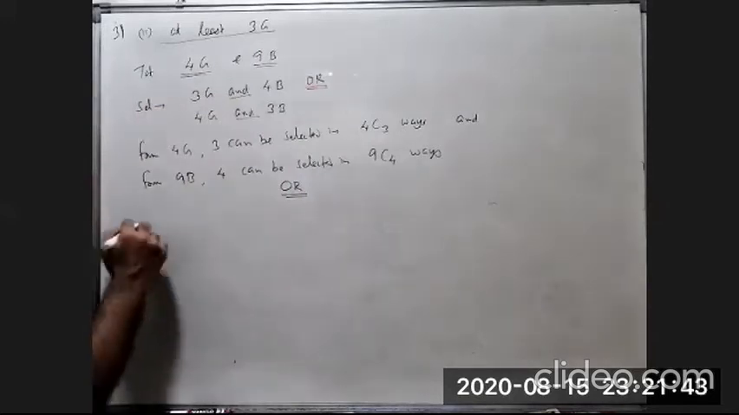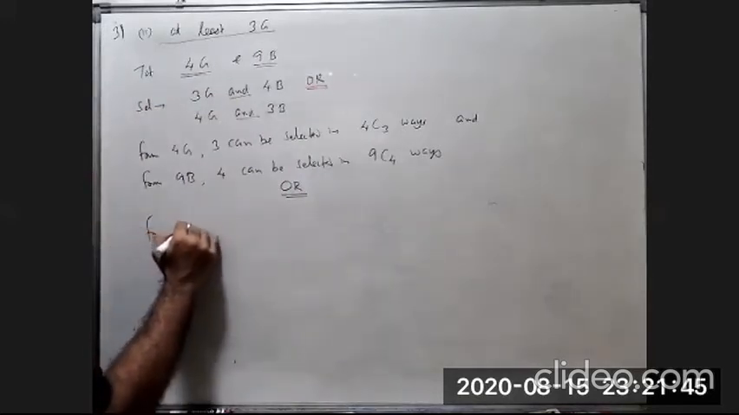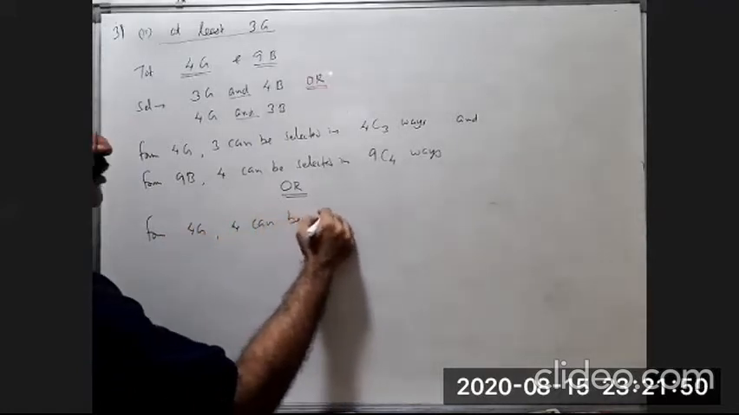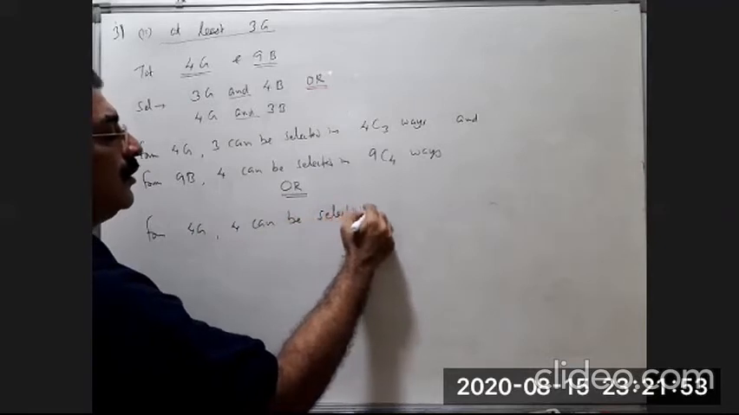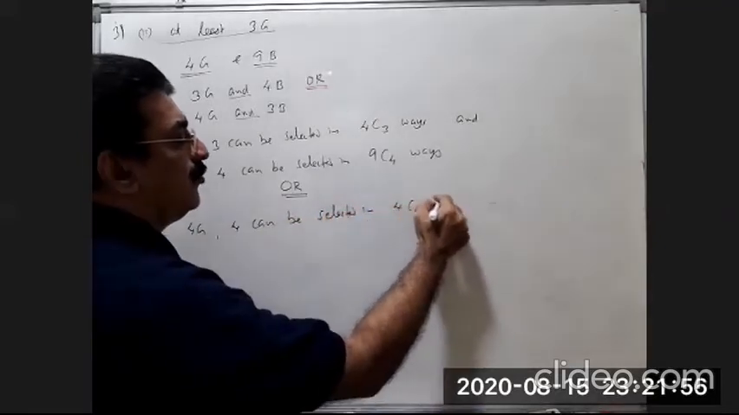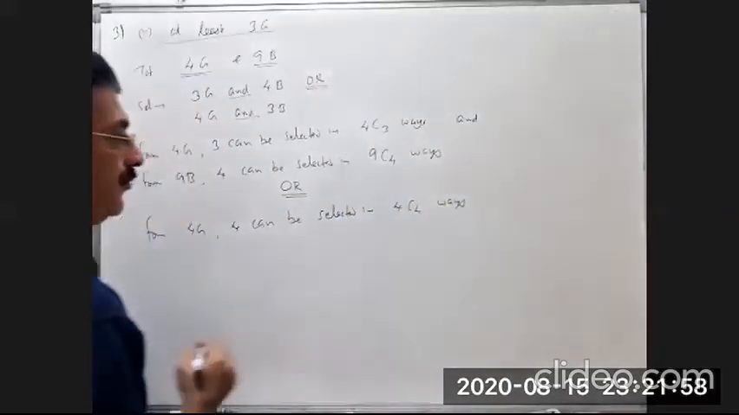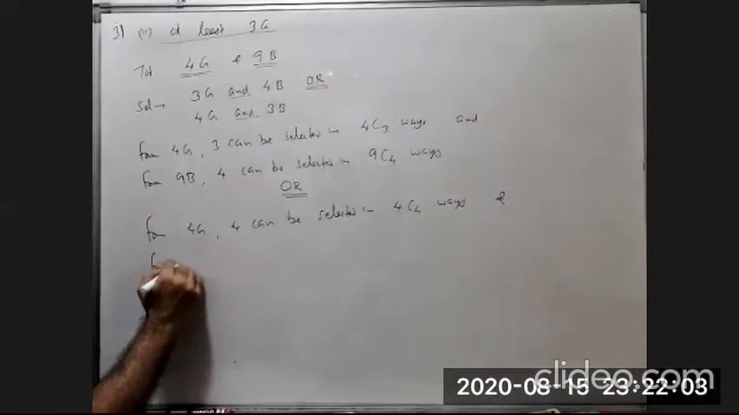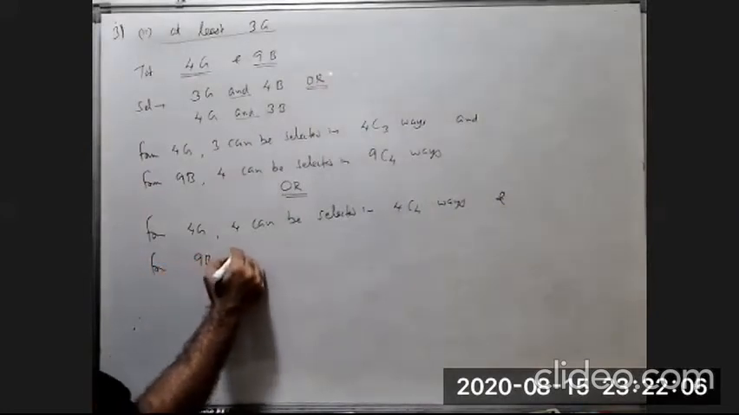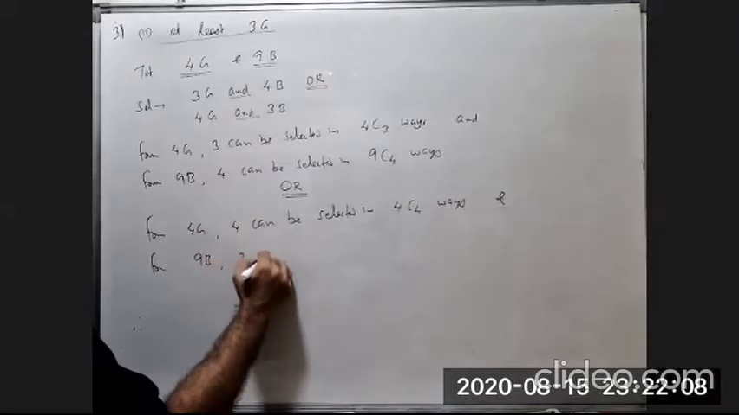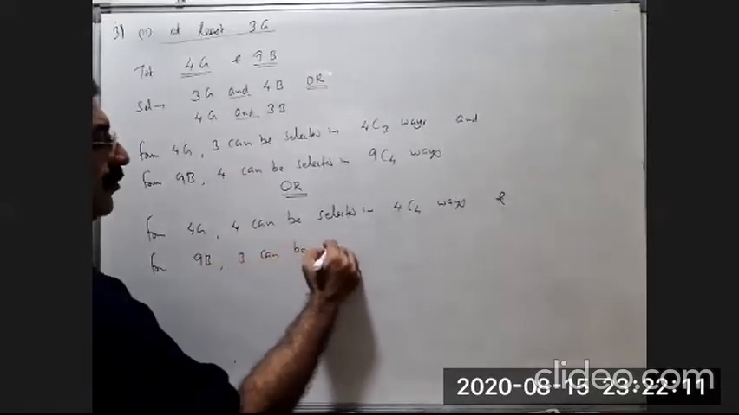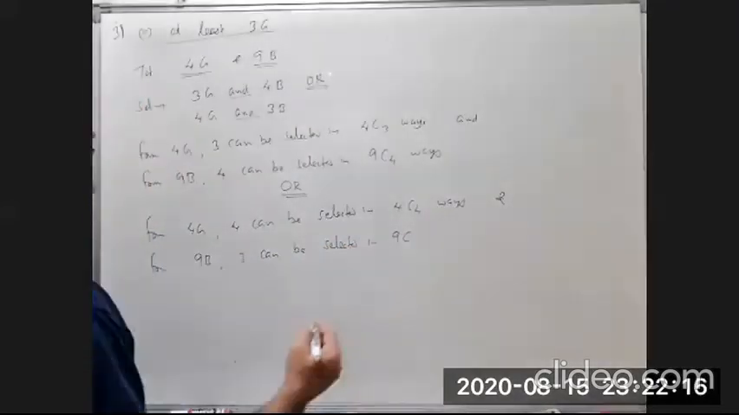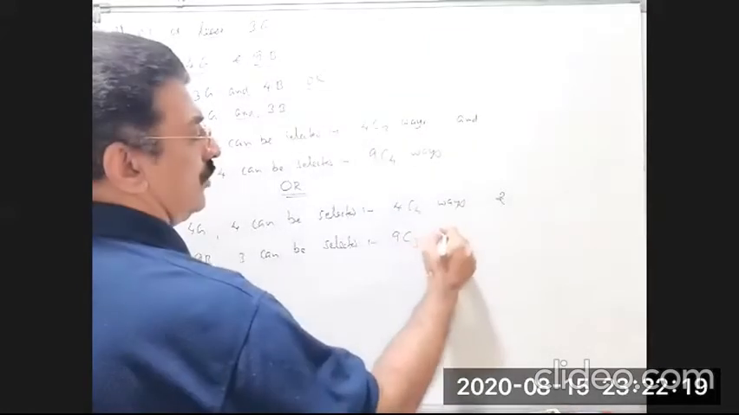Or what's the next option? From 4 girls, 4 can be selected in 4C4 ways, and from 9 boys, 3 can be selected in 9C3 ways.